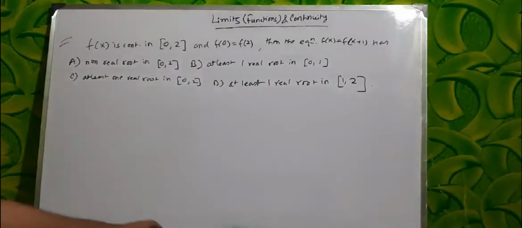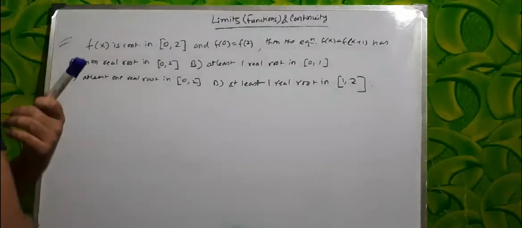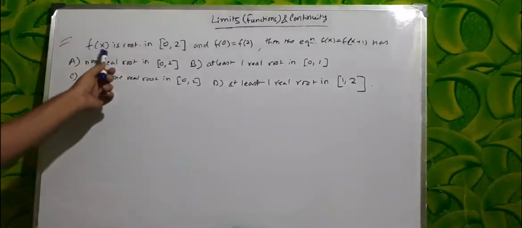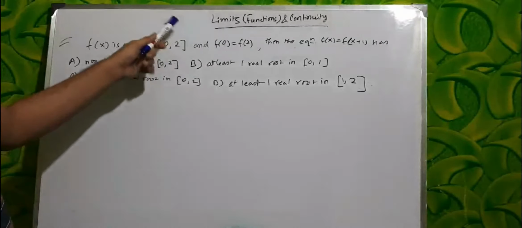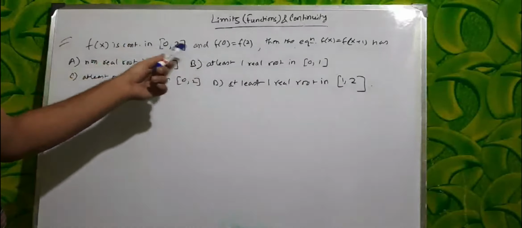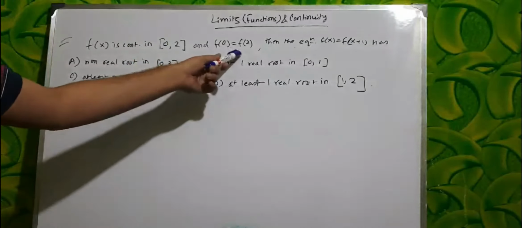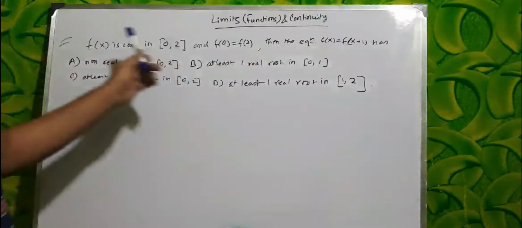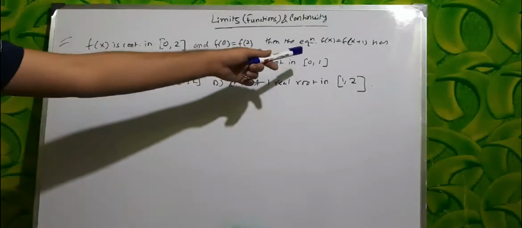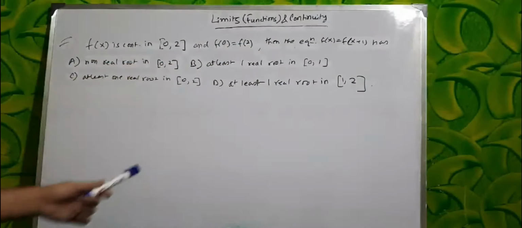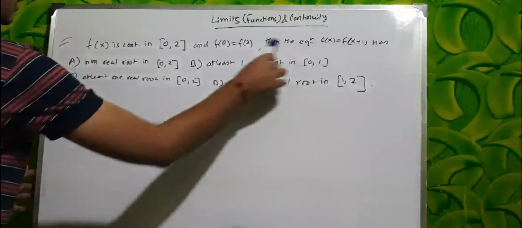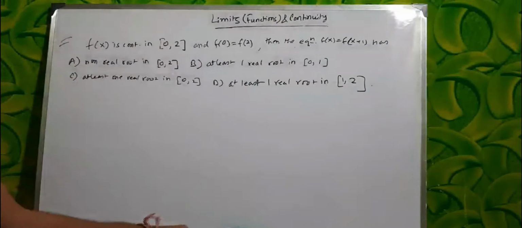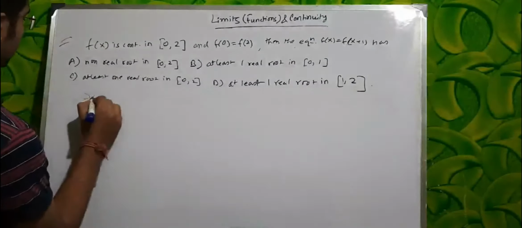So here is another problem. I think this came in some AIEEE. As the question states, f(x) is continuous in the closed interval 0 to 2, and f(0) equals f(2). Then the equation f(x) equals f(x plus 1) has... So we are going to find the number of solutions of the equation f(x) equals f(x plus 1) with reference to these options. Okay, we are not going to the options right now. We are going directly to the solution.